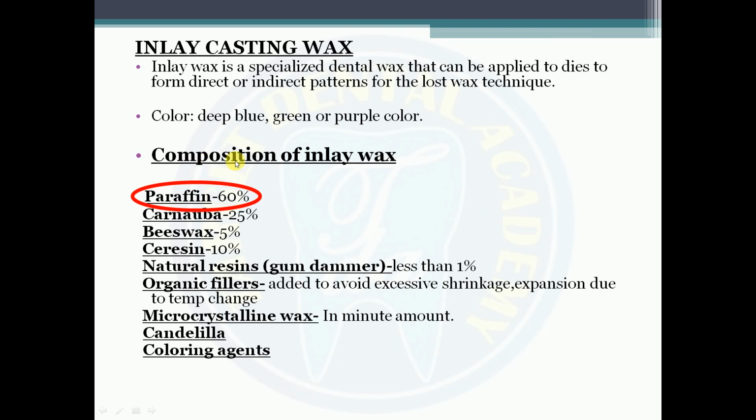Coming on to the very important point, that is the composition of inlay wax. It consists of paraffin wax, which contains the majority of the constituents, that is 60%. Paraffin wax 60%, carnauba wax 25%, beeswax 5%, ceresin wax 10%, natural resins, that is gum dammar, less than 1%, organic fillers that are added to avoid excessive shrinkage and expansion due to temperature change, microcrystalline wax in a minute amount, candelilla wax and the coloring agent. Natural resin wax is also known as gum dammar.